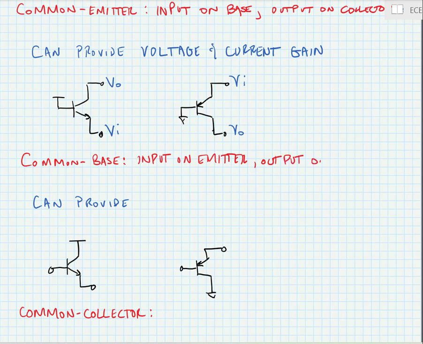Okay, we'll now look at our last configuration. Here we're going to put our input on the base and take our output from the emitter. This can be for an NPN or for a PNP. This configuration is called the common collector.